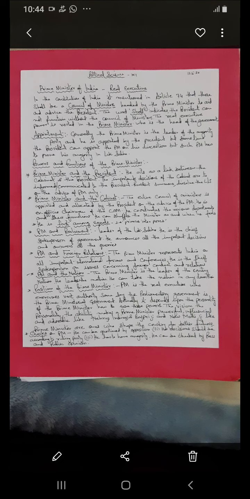And he can be checked by the press and by public opinion also. Our press, our electronic media, is so strong that it is always ready and always observes the policies and the steps taken by the prime minister and other people in the country.